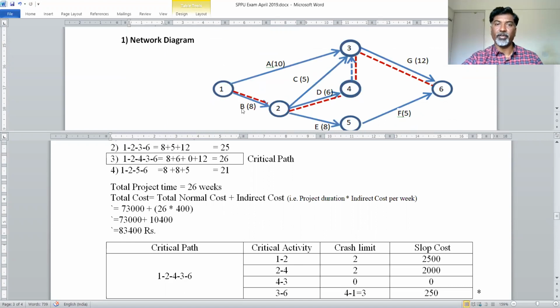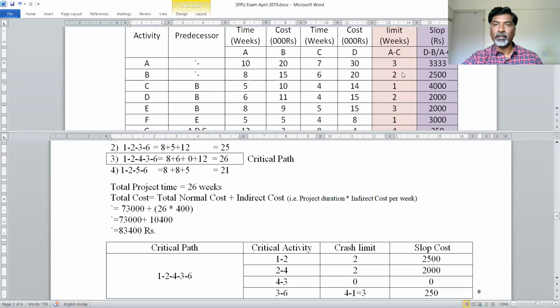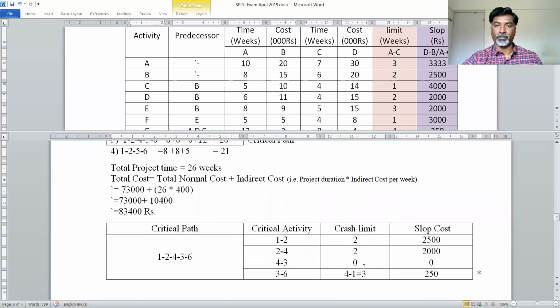So activity 1 to 2 is nothing but activity B. And for B activity, crash limit is 2 and crash slope is 2,500. That I have written over here. Crash limit 2 and cost slope is 2,500 rupees. Likewise, what is the crash limit for activity 2 to 4, 4 to 3, and 3 to 6? We have to take from this table and write in this table.